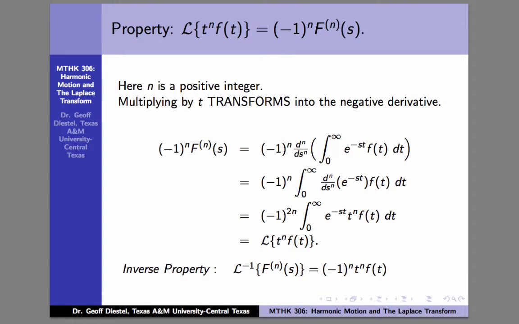And again, all these formulas come with an inverse formula. Here I'm moving the negative 1 to the other side of the equation. Remember, when you divide by negative 1, it's the same as multiplying by negative 1. So I'm not writing it as 1 over negative 1 to the n. I'm just writing it as negative 1 to the n.